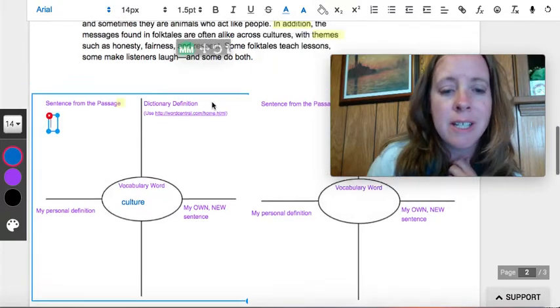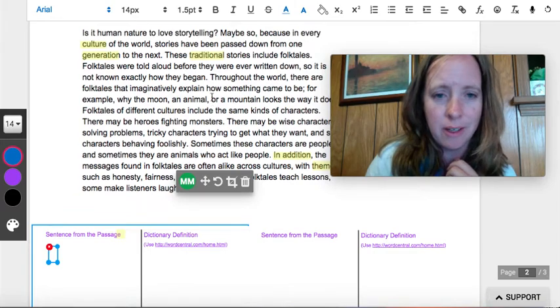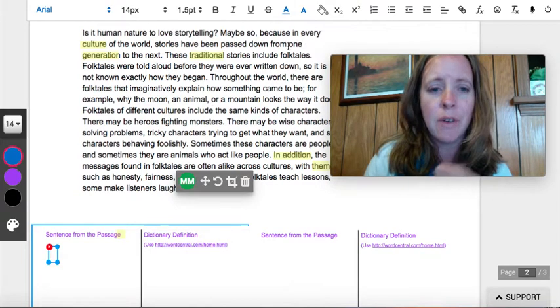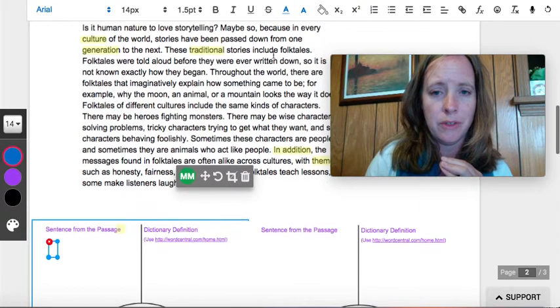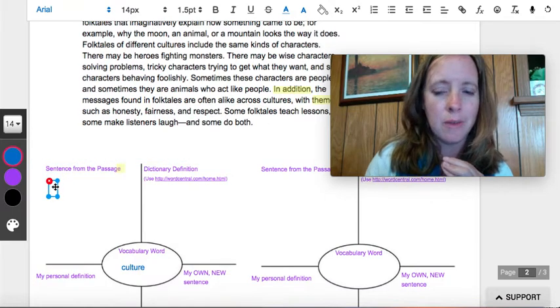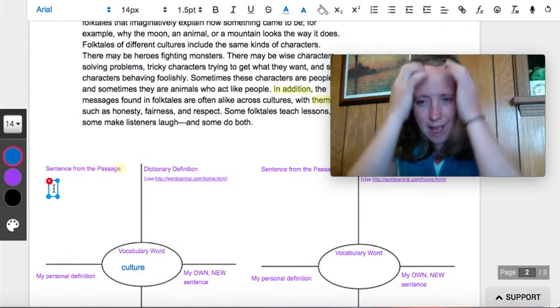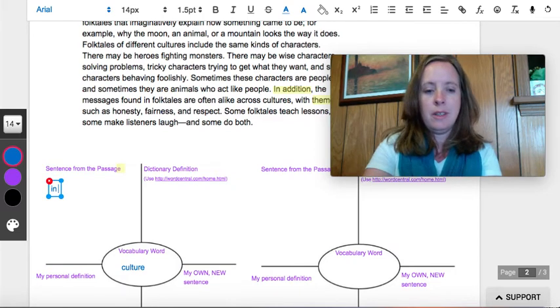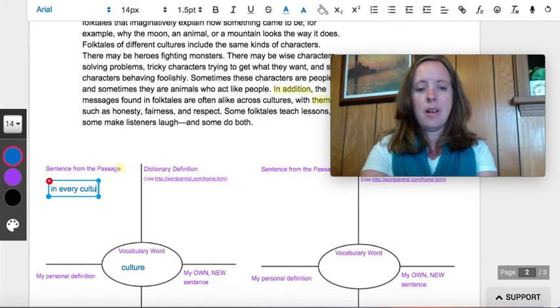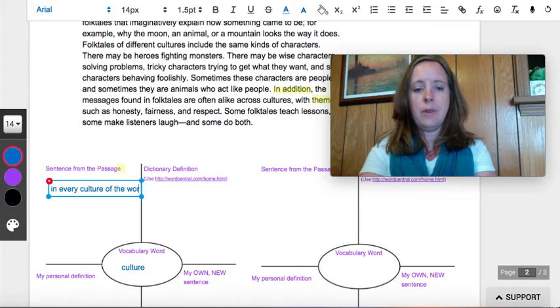Okay, the sentence from the passage with culture: "Maybe so, because in every culture of the world." I don't have to write the entire sentence. I can just write the phrase that has the word in it. That's okay. In every culture of the world.